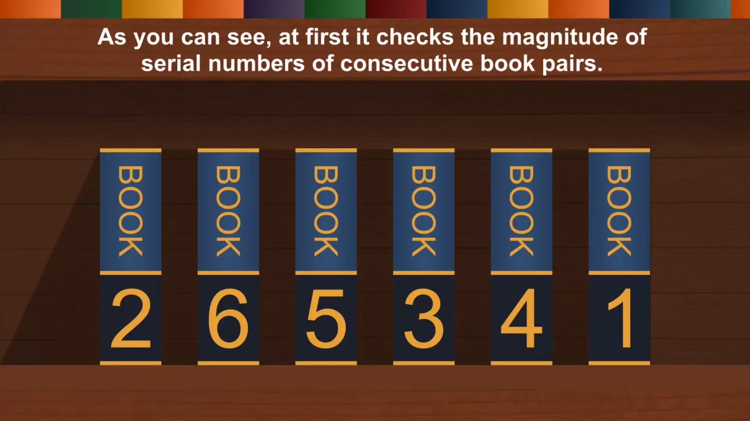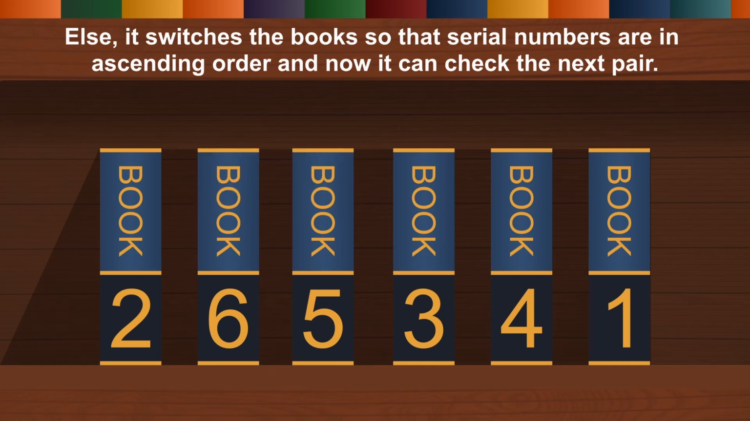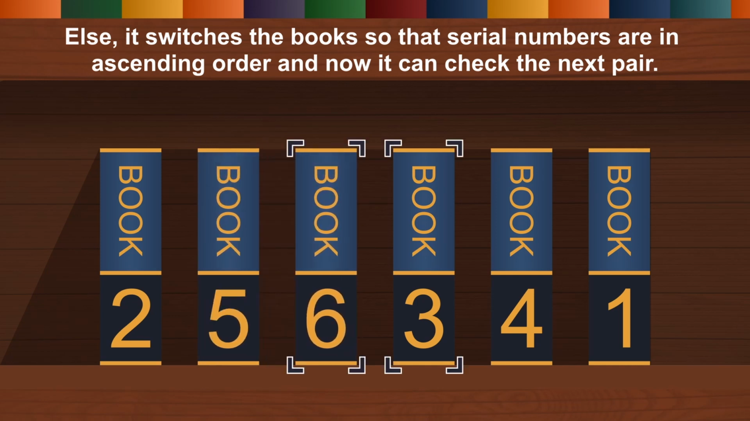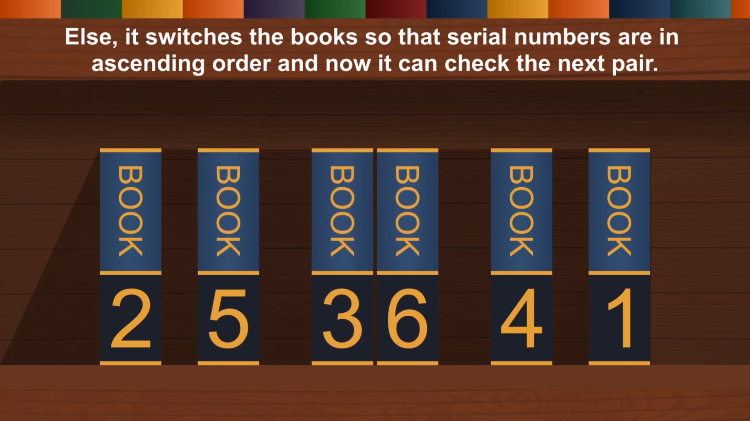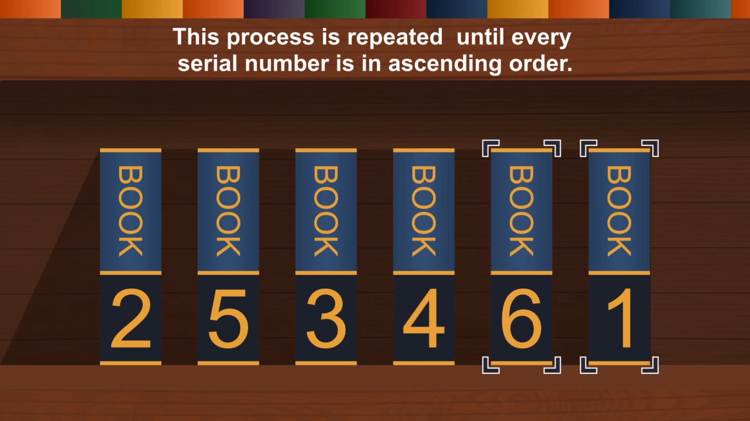Bip bip. As you can see, at first it checks the magnitude of serial numbers of consecutive book pairs. If the pair is in ascending order, it moves to the next pair to check. Else, it switches the books so that the serial numbers are in ascending order, and now it can check the next pair. This procedure is repeated until every serial number is in ascending order.